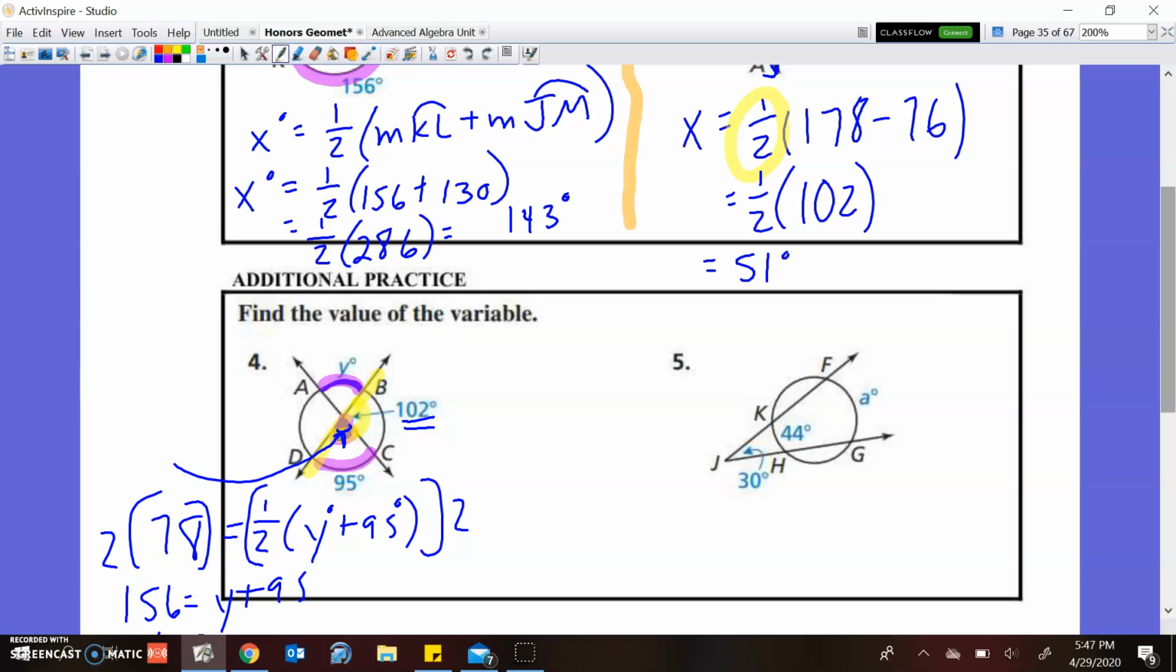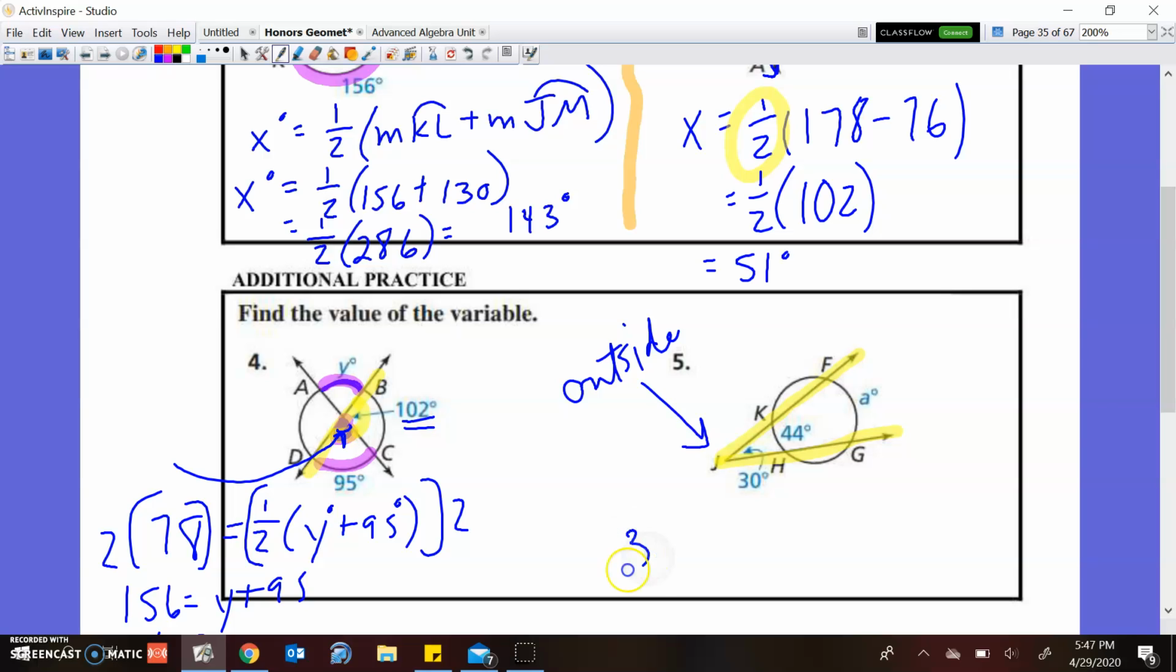Now here, this is formed by two secants. Remember, a secant is just an extended chord, but the only thing that really is critical here is that they intersect outside of the circle. That helps us determine how the relationship with the arcs is going to be playing out.